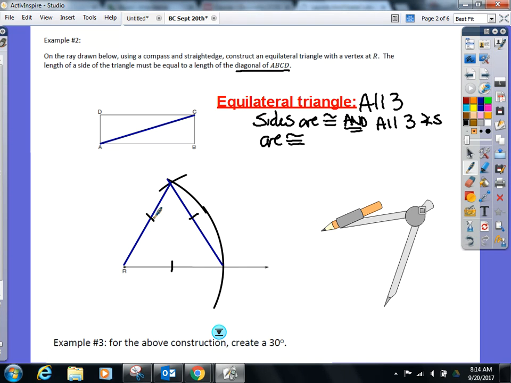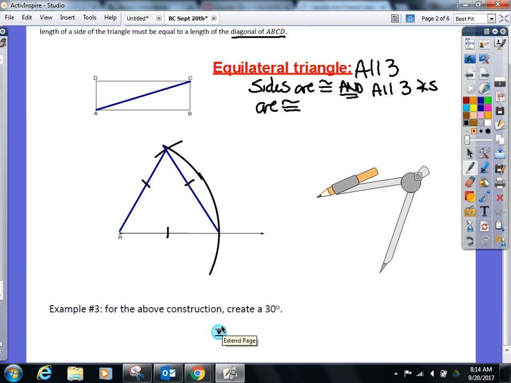We good? Questions? Same construction now. Somehow I want you to create me a 30-degree angle using your compass and straight edge. It's exactly 30. I don't want a 90, I don't want a 60, I want a 30-degree angle. How can I do that? Go back up to the definition right now. Yes, all of the sides are congruent, but so are all the angles.